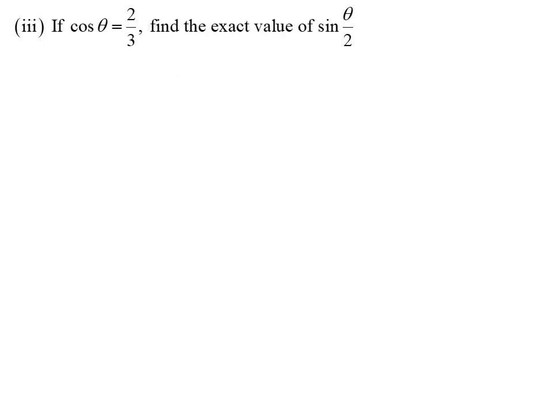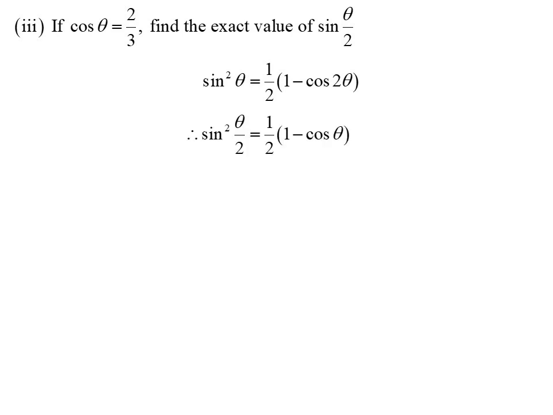If cos theta is 2 thirds, find the exact value of sine theta on 2. So again, this is where it's useful to think of it as double angles, because theta is double theta on 2. I'll use that rearrangement that we saw with sine squared, because that will allow me to substitute in the double angle. So cos theta, theta is double theta on 2. And I get sine theta in terms of cos 2 theta. Just highlighting that, if I sub in, I'm just saying they're double angles.